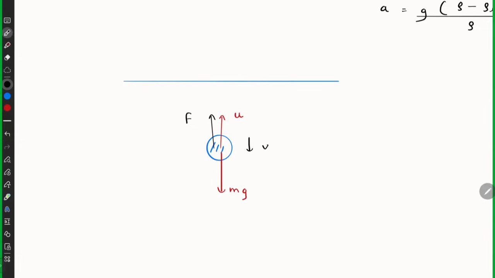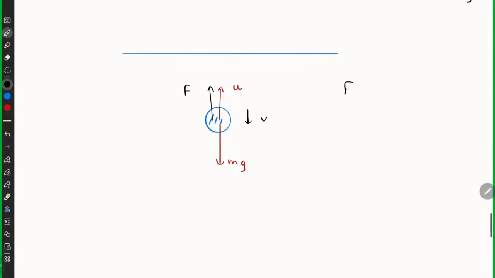So here we go. This is going to be the viscous force that's going to be acting upwards. This is the frictional force, because there's a velocity. So we say this viscous force acting on the sphere is proportional to what? The radius of the sphere.